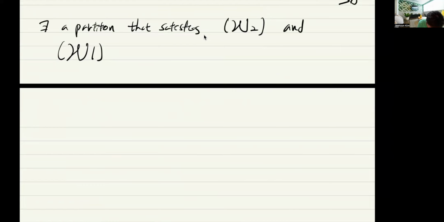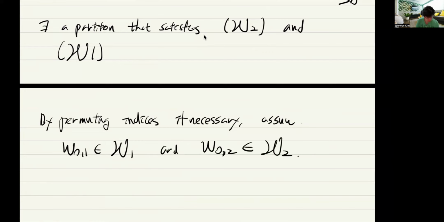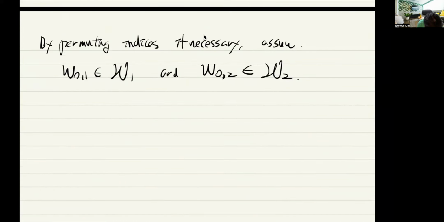So by permuting indices, if necessary, assume that W01 is in curly W1 and W02 is in curly W2. Okay. Now, let's say W star i is the union of all things that are assigned that is curly W_i.